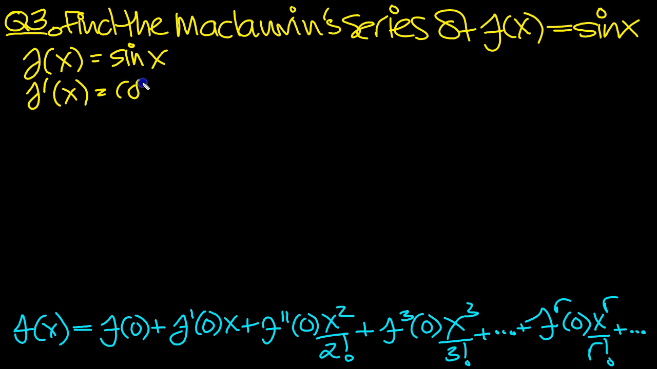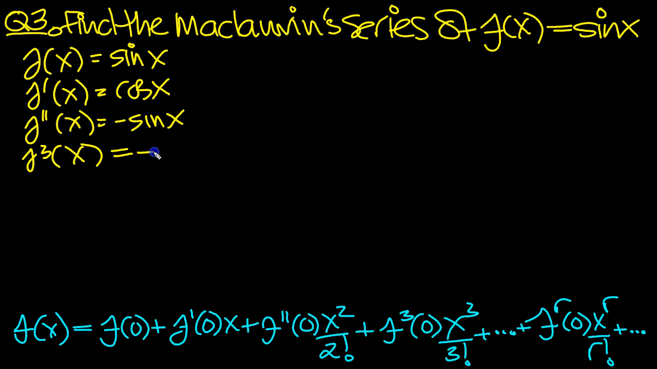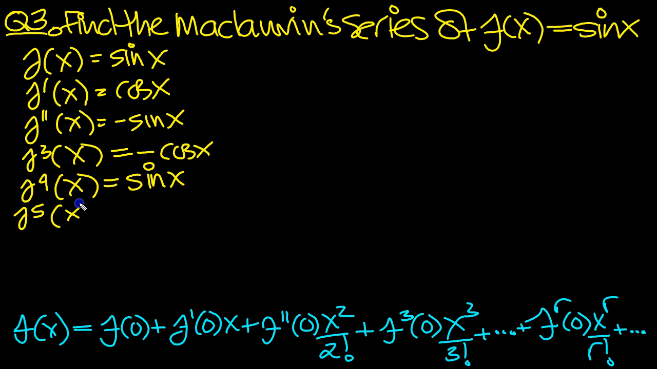f dashed: sine goes to cosine, and then cosine goes to minus sine, and then the minus sine goes to minus cos, there's a minus in front of it, and the fourth derivative: minus cos goes to sine, so we're back to sine. And then let's do one more, f of 5 of x here, sine goes to cosine. So there's a cycle, isn't there, that you can see it repeats, starts again here.